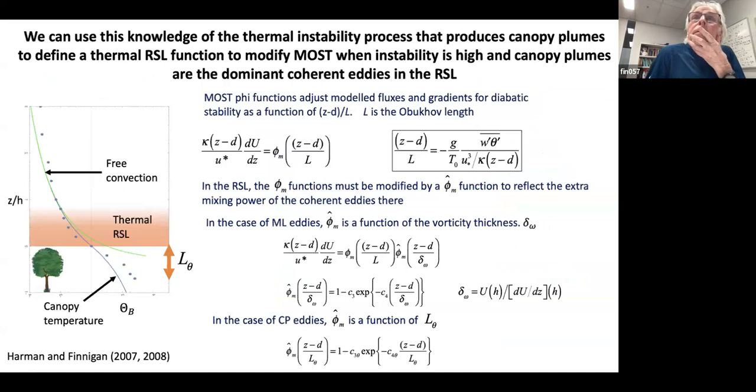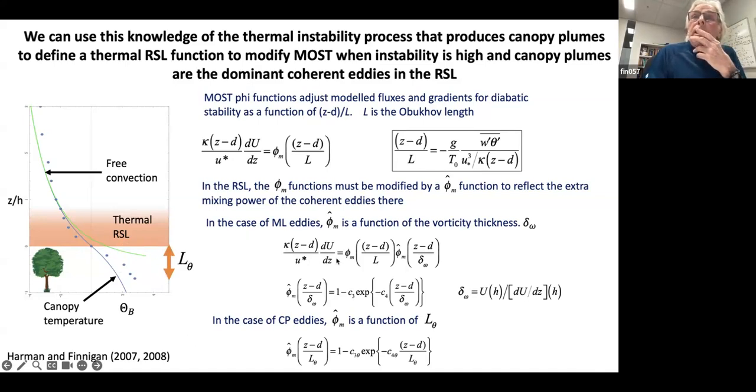So we now have, just as we did before, when we used the knowledge that the vorticity thickness was the controlling parameter of the mixing layer eddies, we can use the controlling parameter of the thermal plumes, which is the absorption length, or the e-folding distance of radiation absorption in the canopy, as an extra parameter.